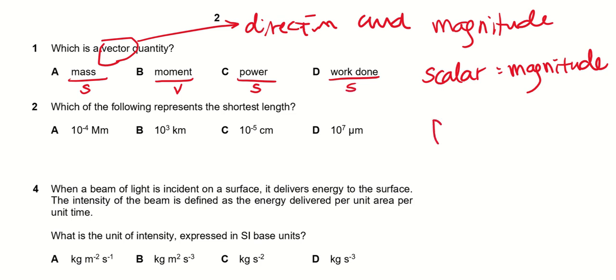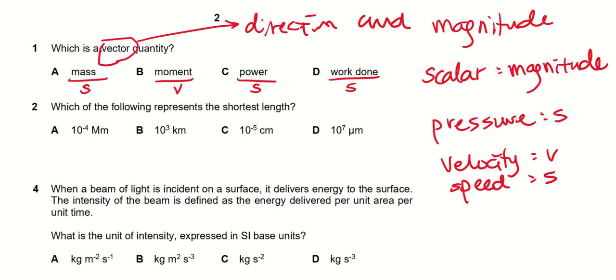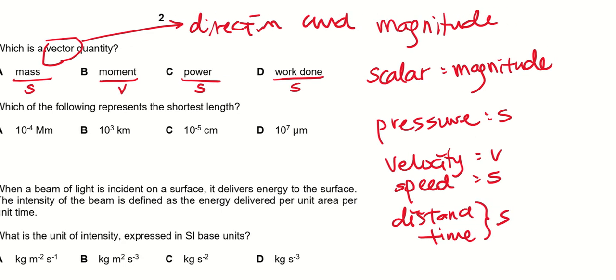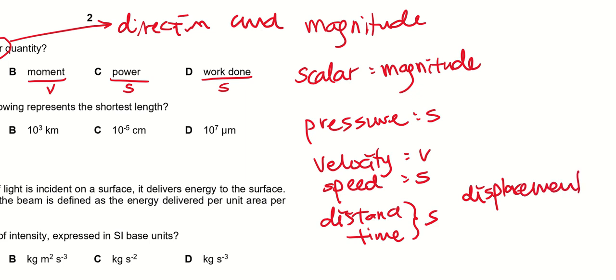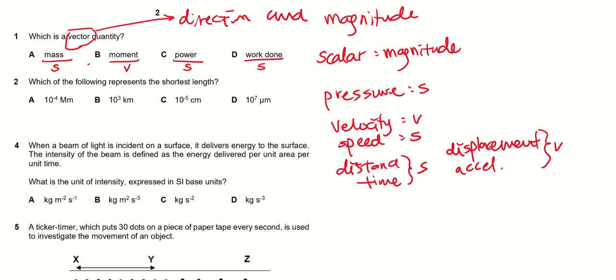Other things that you might need to take note of are pressure, which is scalar. We have velocity, which is a vector. We have speed, which is scalar. Then we have distance and time, which are scalar as well. The vector counterpart of distance is displacement. Displacement is a vector. All this you need to memorize. Acceleration is also a vector. So for this the answer is B.